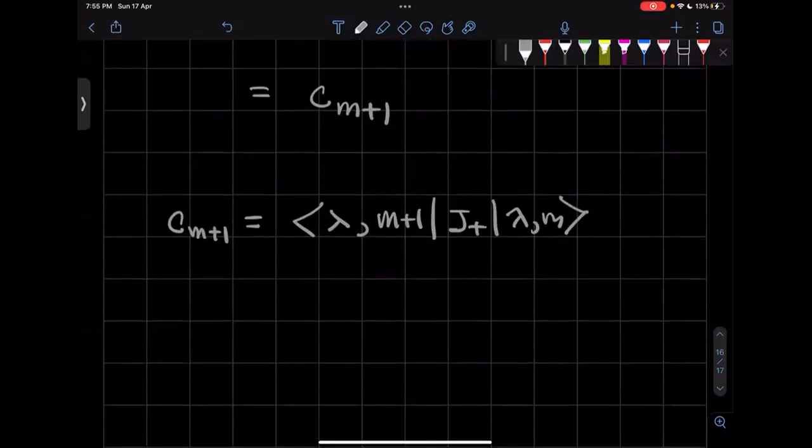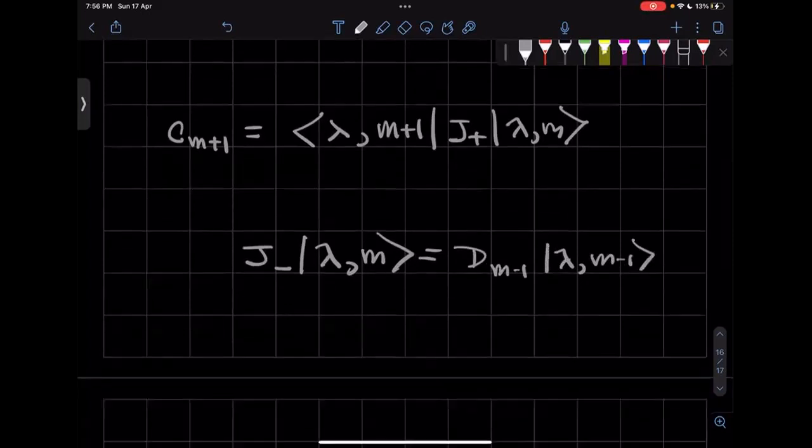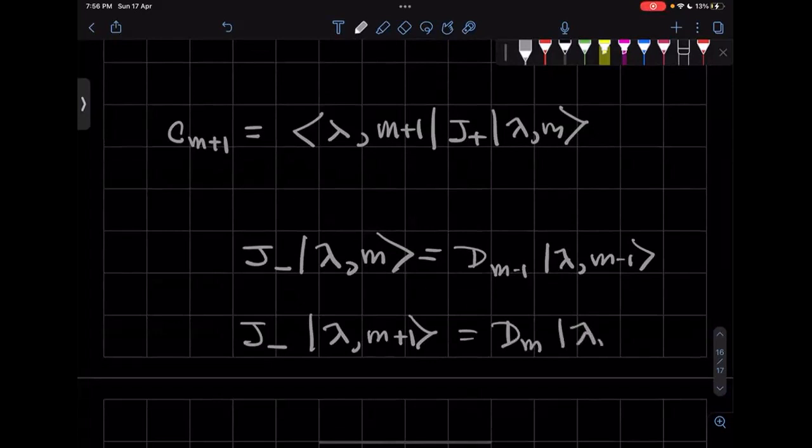So now let's look at D. We got D by applying J minus. So J minus acting on lambda m is D of m minus 1 times lambda of m minus 1, right? Now, what if I apply J plus on lambda m plus 1? Then I will get D of m here, and here I will get lambda of m.